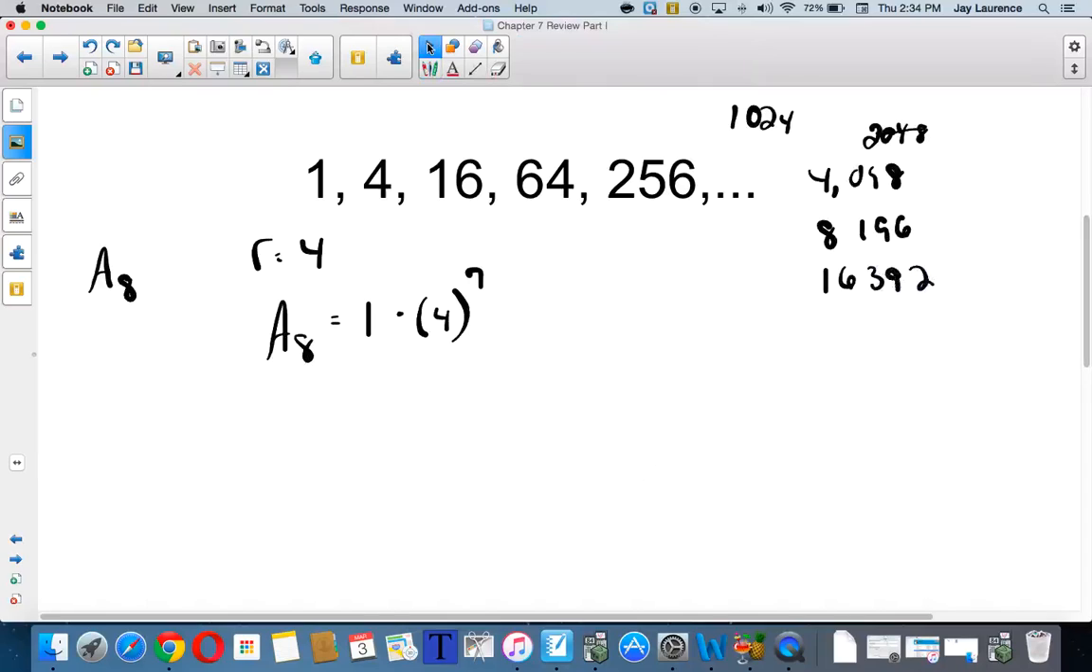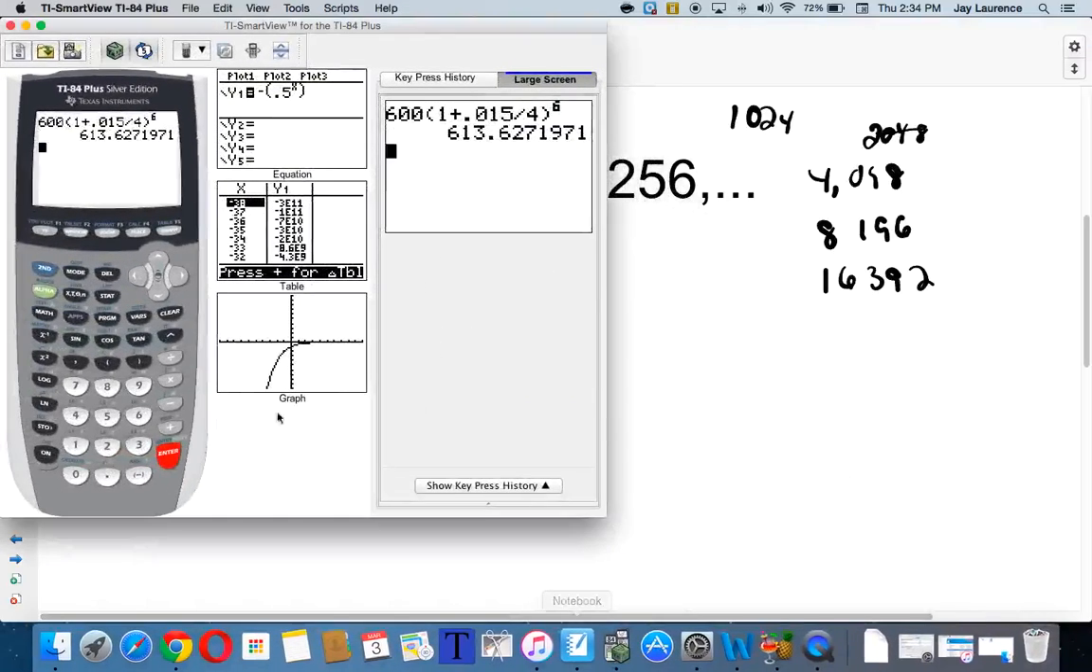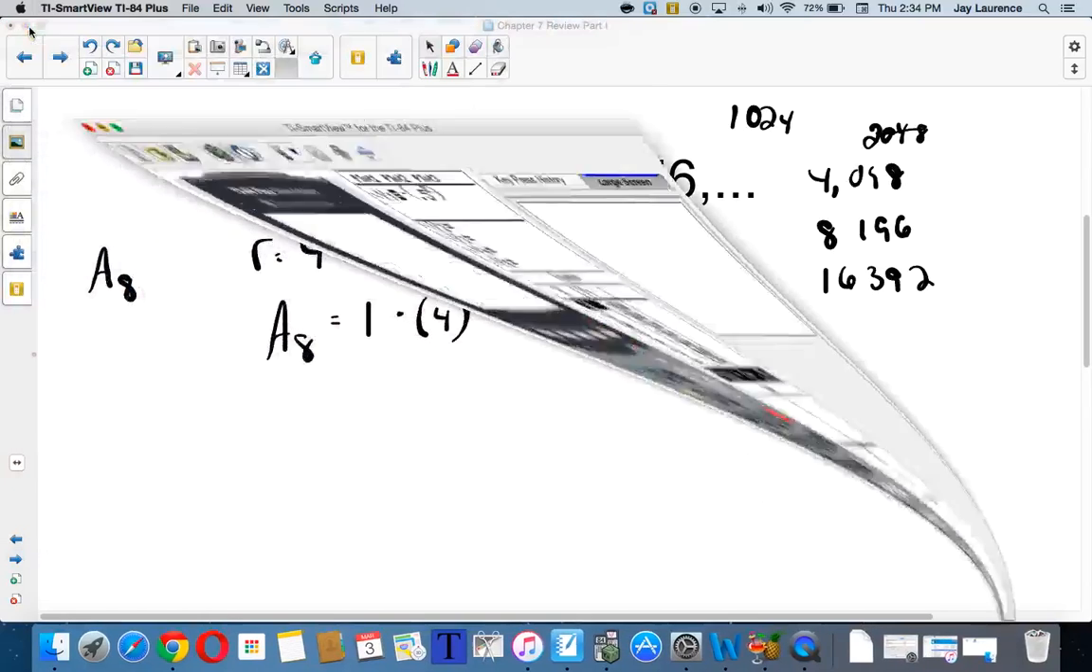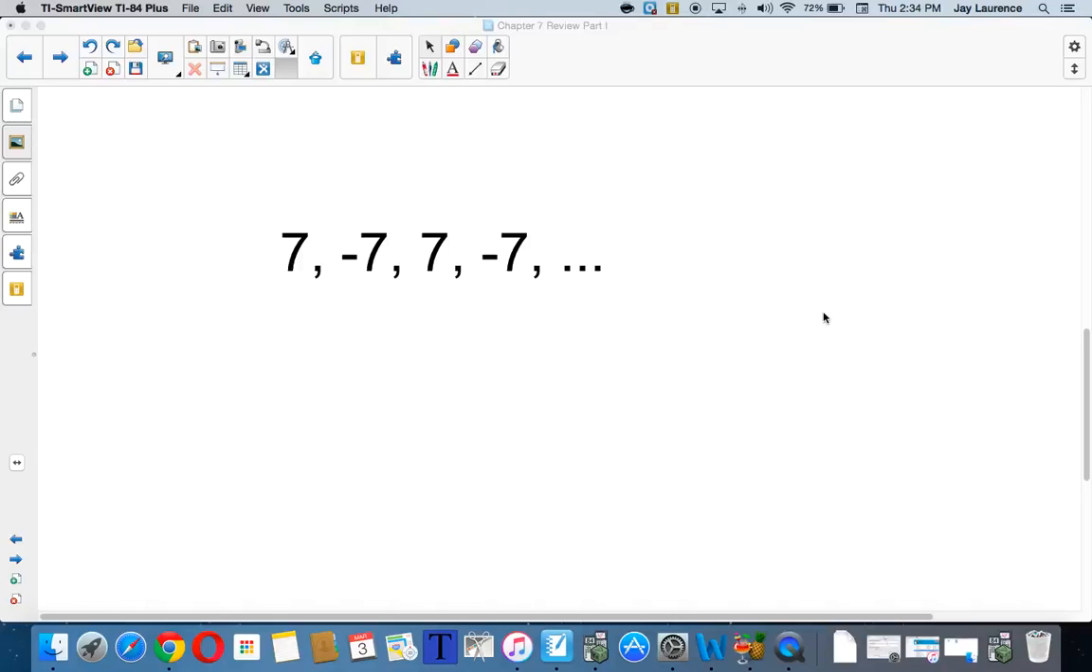Let's see what we get here if I do 1 times 4 to the 7th power, right? And let's see what we get. 16,384. So I made a silly mistake along the way somewhere, probably a carrying error. But there you go. That would be the 8th term in the sequence. Okay? All right. So that is the explicit formula, and I got a couple more for you to practice on here. Why don't you find me the 20th term of this one? Yeah, find the 20th term.